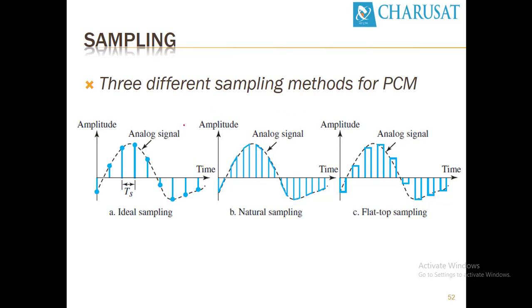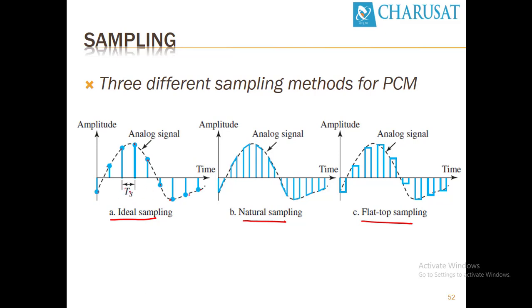In this diagram, you can see there are 3 different sampling methods: ideal sampling, natural sampling, and flat top sampling. In ideal sampling, this is TS, the sampling duration. The sampling duration is fixed, and at a fixed interval we take a measurement of voltage. That method is known as sampling.